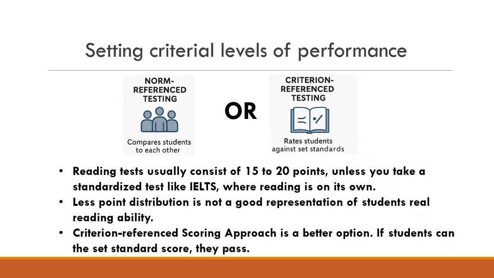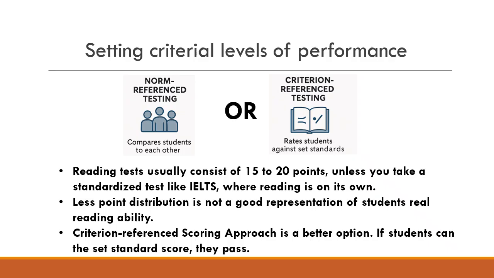And therefore, criterion reference scoring approach is a better option here, because we do not want to pitch students against other people. You know what I mean? Let's just say that your maximum score for your reading test is 20, and you said that if any student can get 10, they pass. Then if you can get 10, then you pass. You know what I mean?